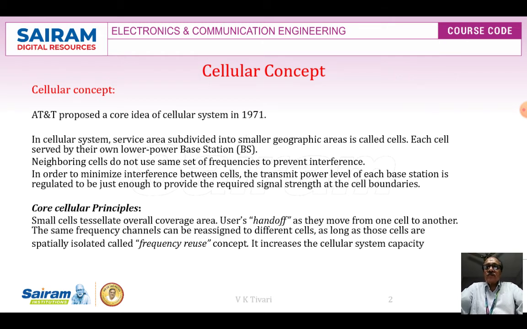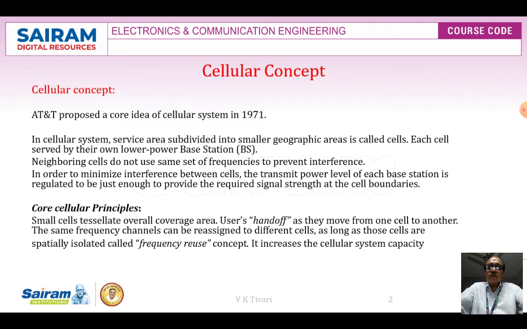AT&T proposed a core idea of the cellular system in 1971. The cellular system service area is subdivided into smaller geographic areas called cells, and cells are formed into clusters. Each cell is served by its own low power base station. Neighboring cells do not use the same set of frequencies to prevent interference.